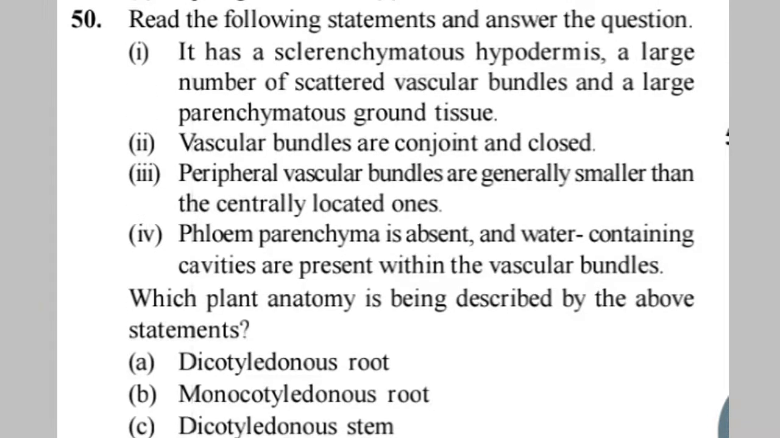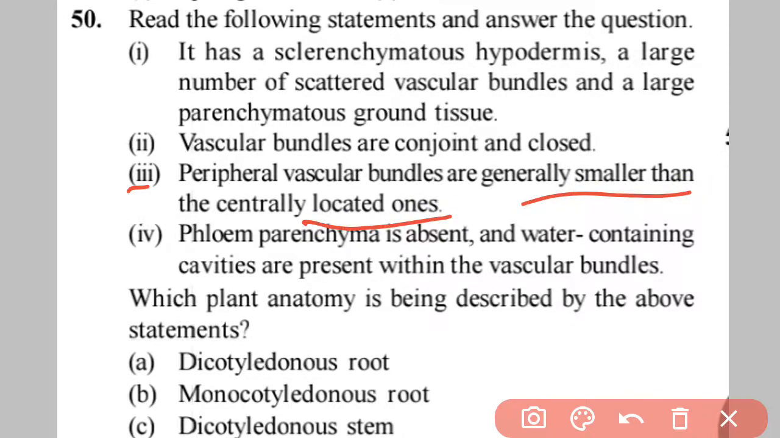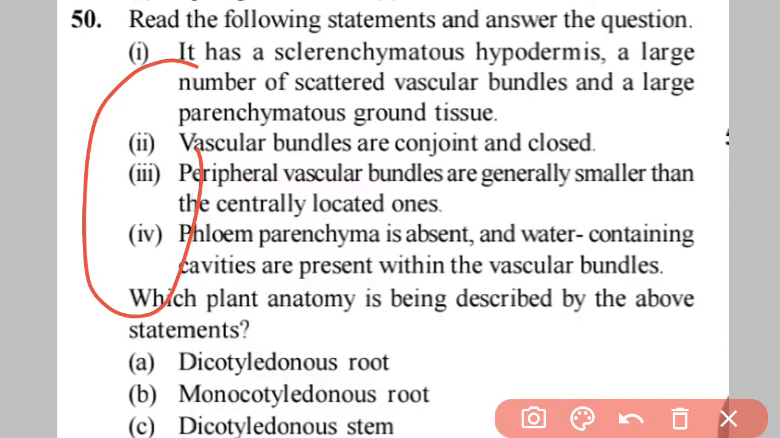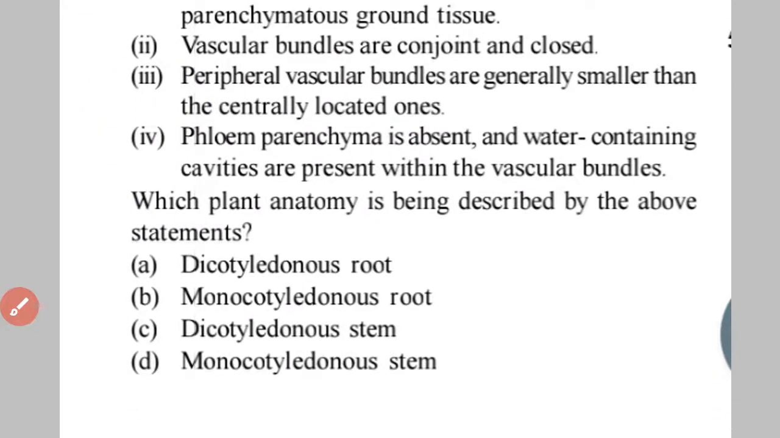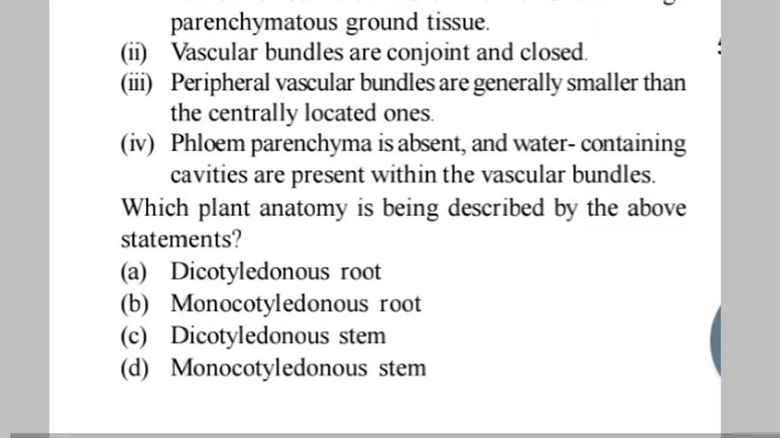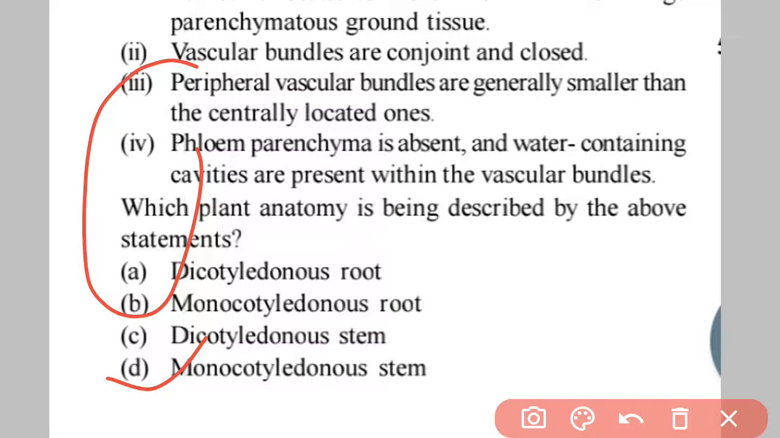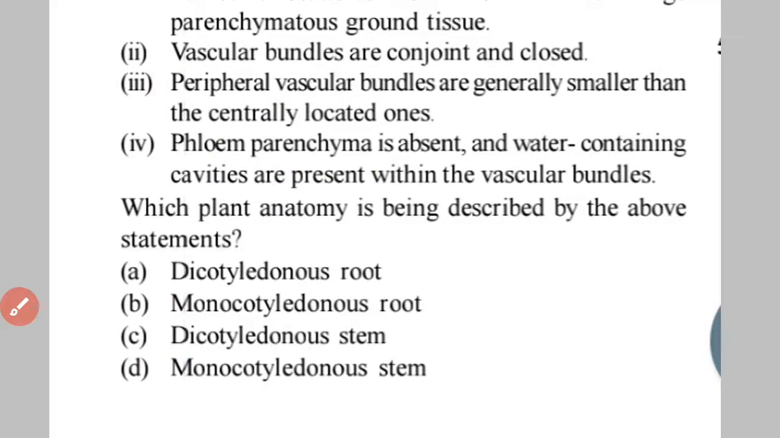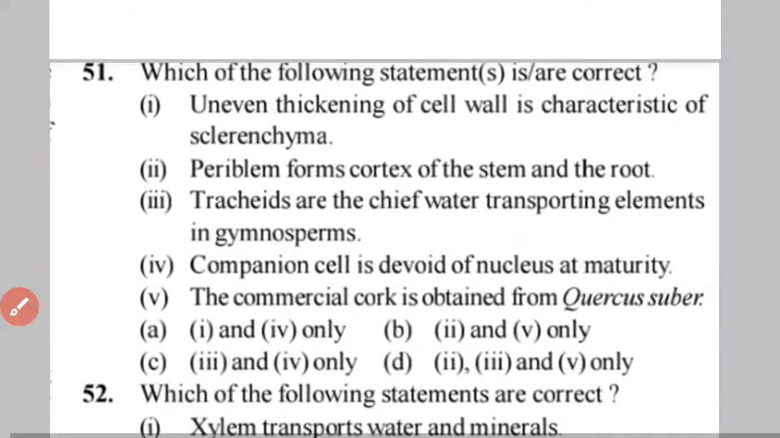Let's check the other statements too. Peripheral vascular bundles are generally smaller than centrally located ones. The fourth one is phloem parenchyma is absent and water containing cavities are present within the vascular bundles. So from the above statements we have confirmed that we are talking about monocot stem. So option D is correct for this question. Let's move on to the next question, question number 51.